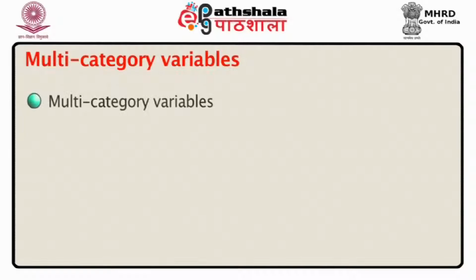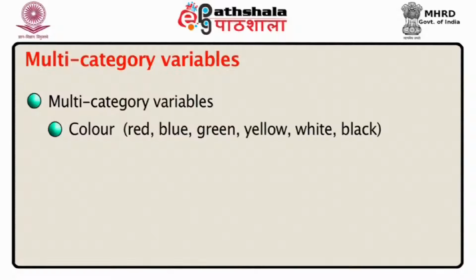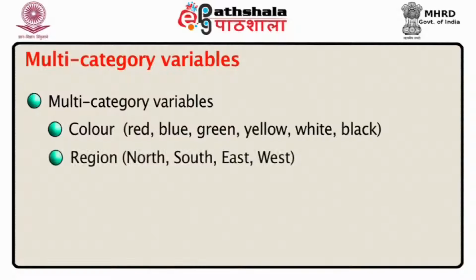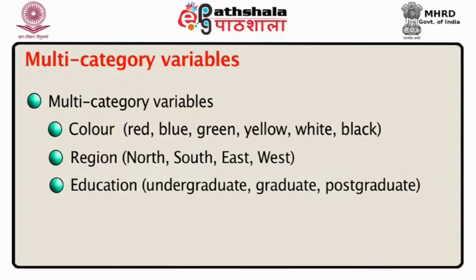Next, we go on to the multi-category variables. Now for multi-category variables, there is very little that we can do. In this case, we have variables like color. Color can be of different types. It's not two categories. It's not only red and blue or red and not red. It's red, blue, green, yellow. You can add on as many as you feel like here. It can be regions like north, south, east, west, maybe central, northeast, etc. It can be education: undergraduate, graduate, postgraduate, maybe school level, etc.